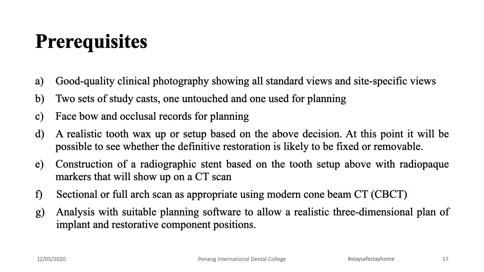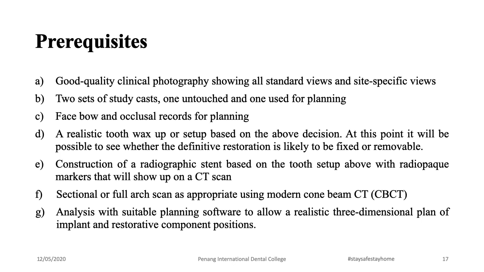Prerequisites: before you start your treatment, you want to take certain things into consideration to design and plan your treatment. Good quality clinical photography is very important. Two sets of study casts, a face bow and occlusal records for articulation of your casts, and a realistic tooth wax-up, basically to show the patient how it will look, and also to make a surgical stent for your placement of the implant, which determines the angulation and the depth.